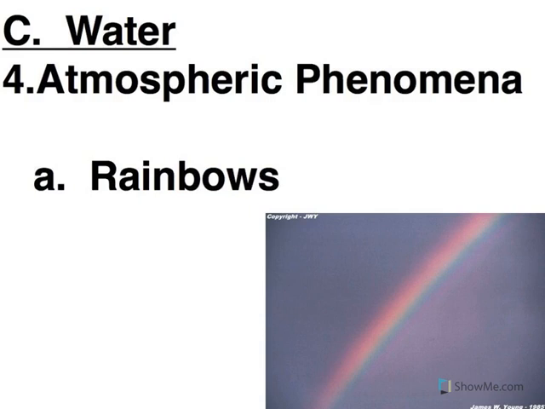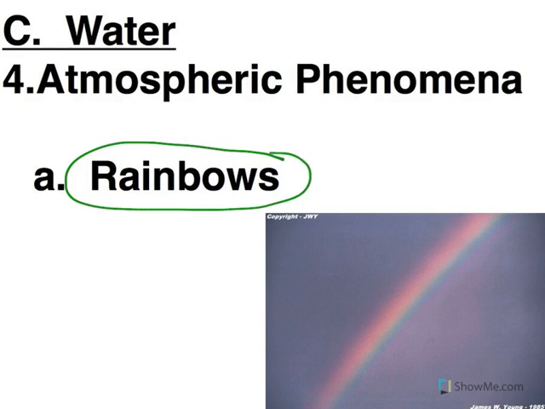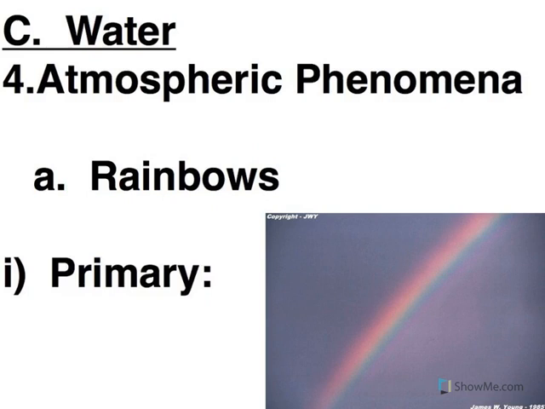So the thing that most people think of when they think of atmospheric phenomena are rainbows. They're the prettiest, they're most colorful, they're very bright, and everybody enjoys seeing a rainbow. Now rainbows, typically, if it's perfect conditions, have two parts. So the first part, the brightest part, is called the primary.